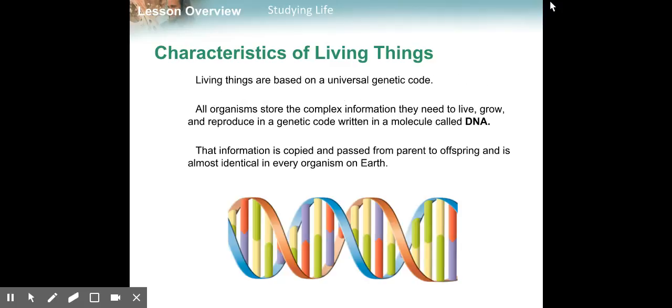So, yes, there's some gray area there, but for the most part, we can list the things that all living things have in common. So, first of all, they're all based on a universal genetic code. If it's alive, it has DNA. If it doesn't have DNA, it's not alive. But all of our DNA is the same. Every person, every animal, every plant, every fungus, every bacteria. And that's all going to be passed from parent to offspring and on and on.